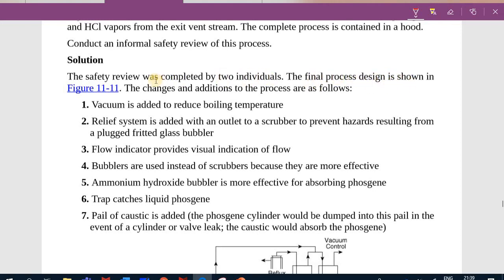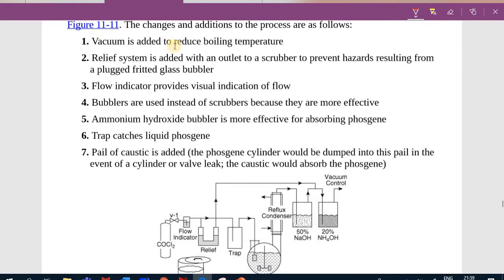So they sat together, the final process shown in 11.11, and the changes and additions to the process are as follows. So they decided to change something in the process. Vacuum is added to reduce boiling temperature. So that's number one. And why do they want to do this? They just make sure that they keep everything as liquid. The relief system is added, an outlet to a scrubber. The reason they are adding it to the scrubber is to prevent any hazards resulting from a plugged fritted glass bubbler. We could have a problem there if the gas bubbler is plugged.